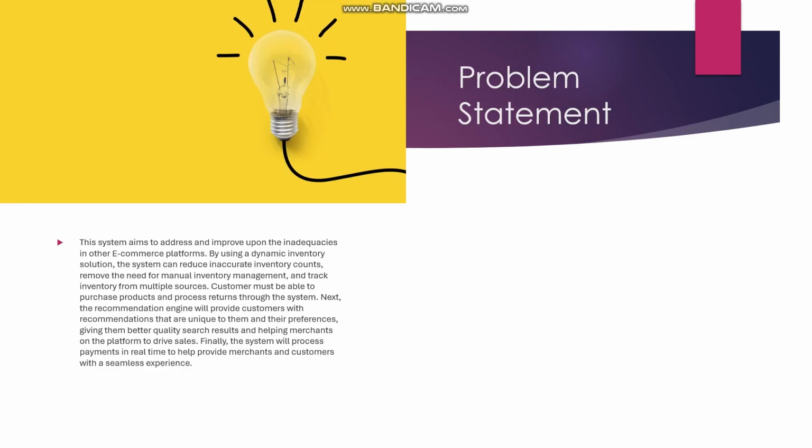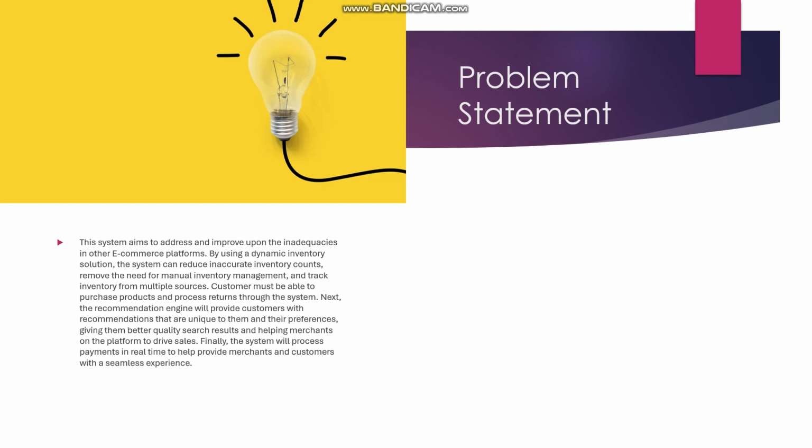My problem statement: this system aims to address and improve upon the inadequacies in other e-commerce platforms. By using a dynamic inventory solution, the system can reduce inaccurate inventory counts, remove the need for manual inventory management, and track inventory from multiple sources. Customers must be able to purchase products and process returns through the system.